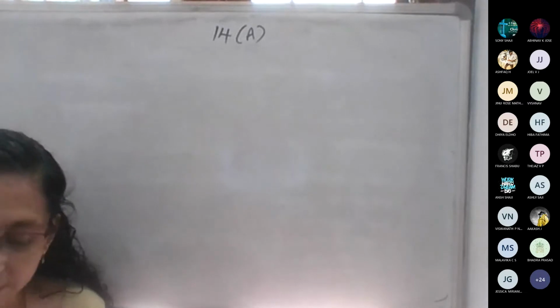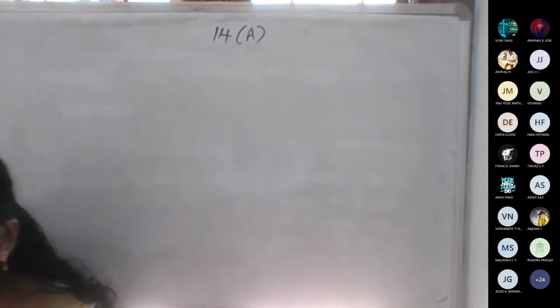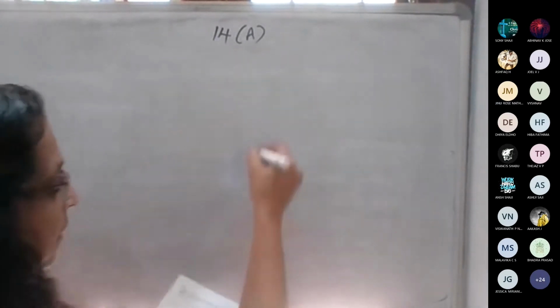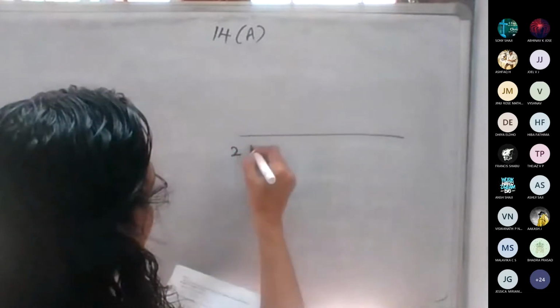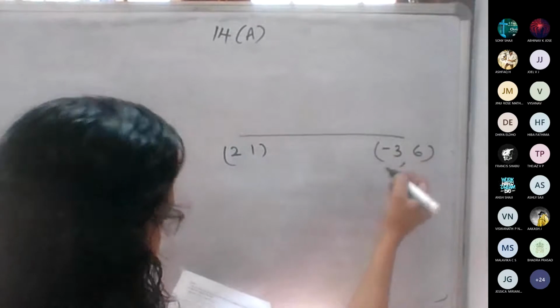Where m1 and m2 are the ratios. So same way, question number 9. Point P divides the join of 2, 1 and negative 3, 6.